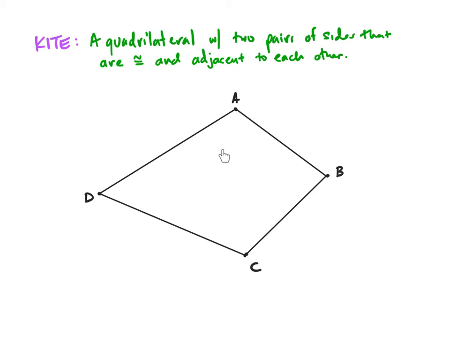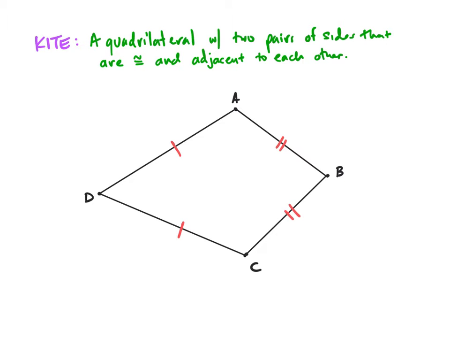And the reason this might be a kite is because perhaps this side and this side are congruent, and then this side and this side are congruent. So we can see they have two pairs of sides that are both congruent and adjacent to each other, which means they connect to each other at one of the corners. So segment AD and segment CD connect there at that corner, and then segment AB and segment BC connect right there at that corner. So that's what a kite looks like.